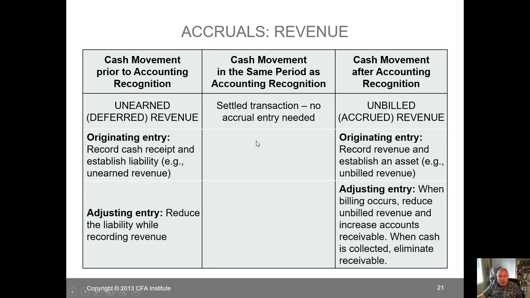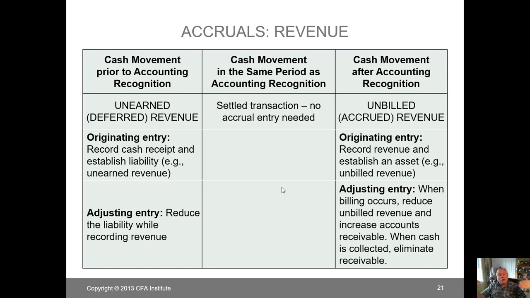Accruals, revenue. Sometimes we get cash in advance before we sell something, so that's deferred revenue. Entry would be debit cash, credit unearned revenue. When we actually earn it, we'd reverse that. We would debit deferred income, and we would credit income. So cash movement the same as accounting period.